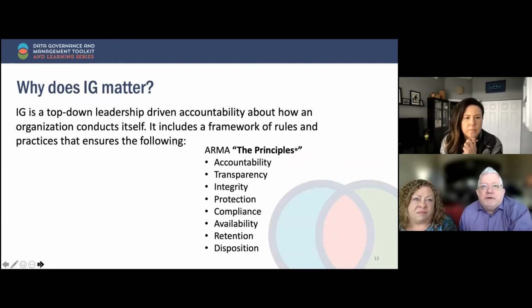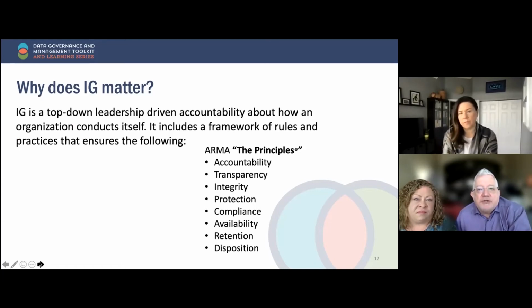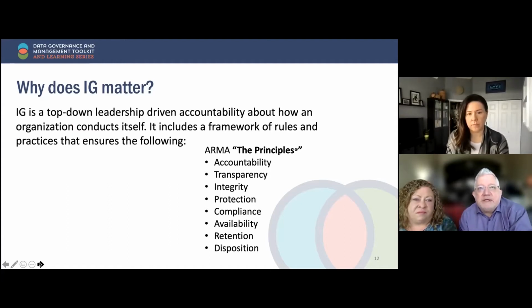Now, IG does matter. It gives you a framework of rules and practices that ensures compliance with ARMA's 8 generally accepted record-keeping principles. The following 8 principles form the records management portion of IG. First, being accountable for care and quality of records. Being transparent about how records are managed. Demonstrating integrity by being moral, ethical, and honest. Actively protecting records with fireproof cabinets, scanning, and IT backups. Proving compliance by meeting legal retention requirements, adopting standards and best practices.